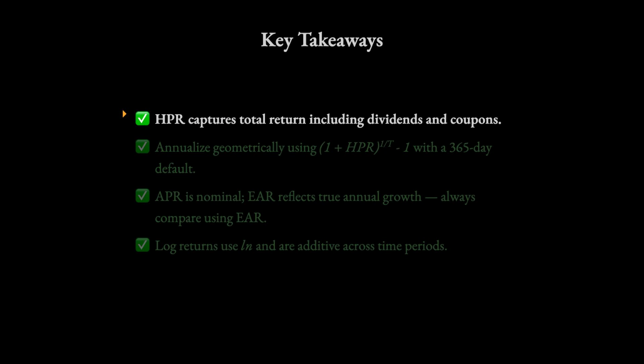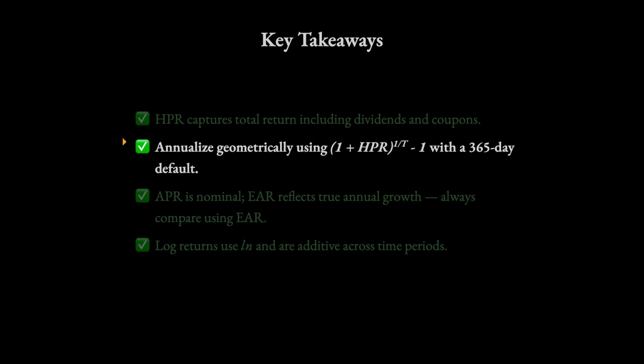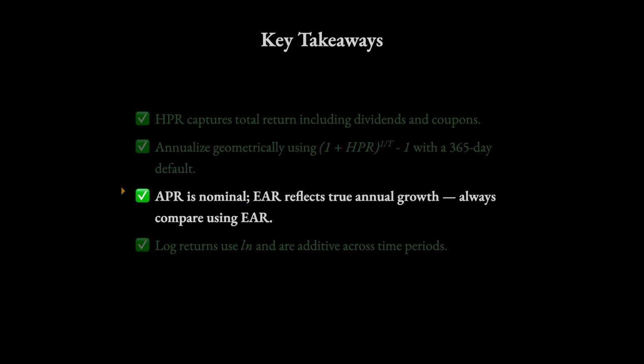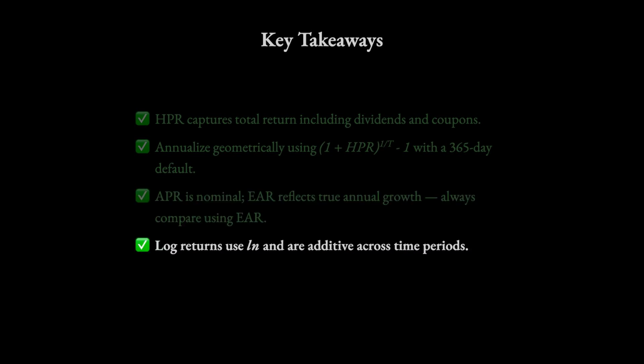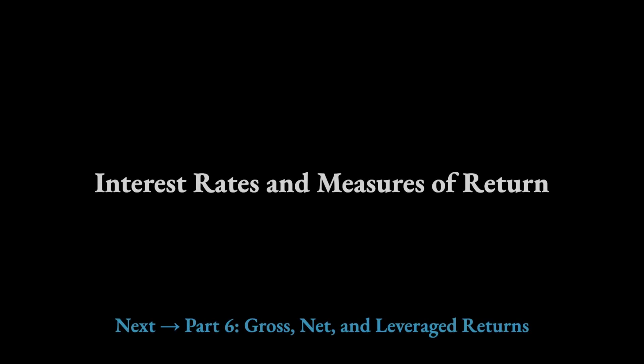Let's recap the key takeaways. HPR captures total return, including dividends and coupons. Annualize geometrically using (1 plus HPR) to the power of 1 over T, minus 1, with a 365-day default. APR is nominal. EAR reflects true annual growth. Always compare using EAR. And log returns use the natural log and are additive across time periods.